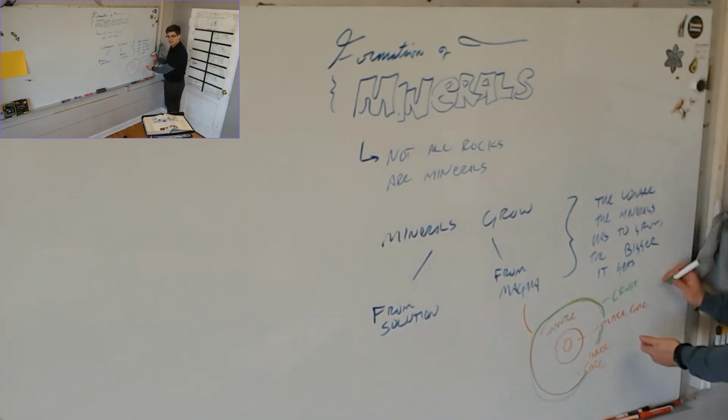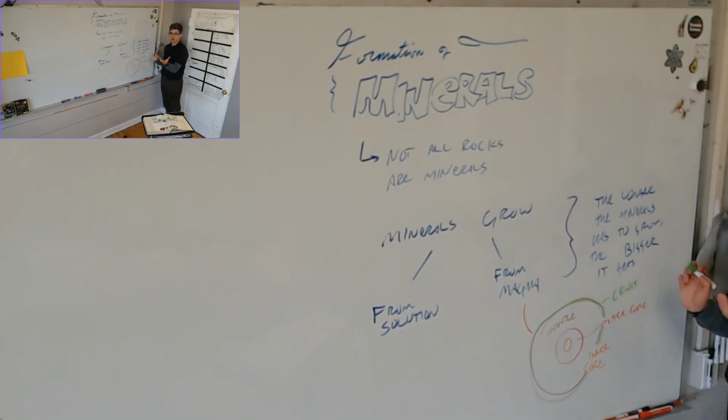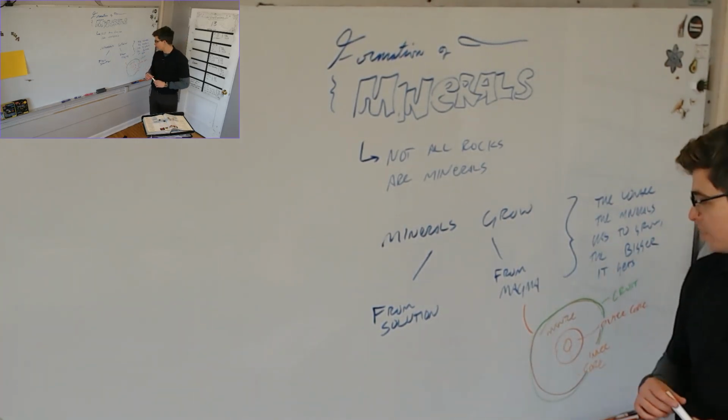So the crust is the narrowest part of the Earth. The crust is about the same ratio of thickness to the rest of planet Earth as the skin of an apple is to the apple itself.